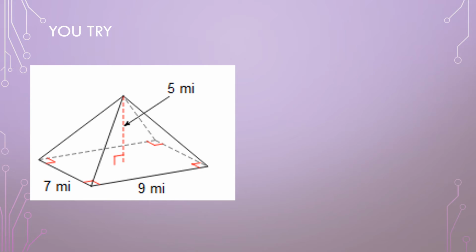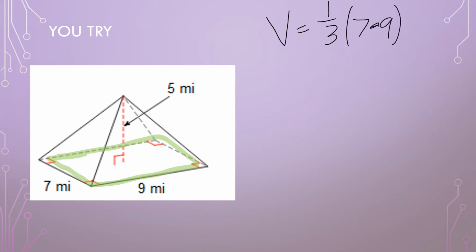For the next one, this is a rectangular base. So to find the area of a rectangle, you just do length times width or base times height. So we're going to do 1/3 times the area of the base, which is 7 times 9, times the height of the solid, which is 5. Plug that all in your calculator, you get 105 miles cubed. And again, volume is always units cubed.